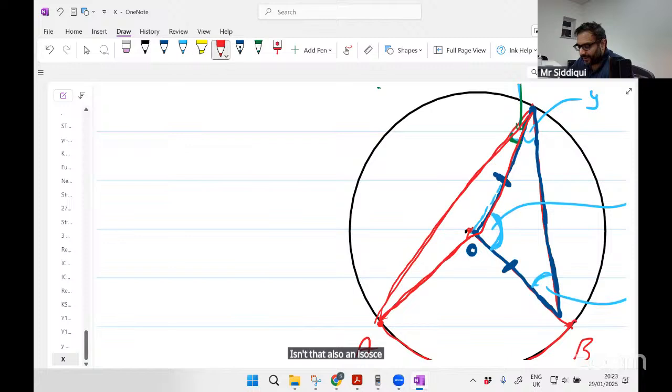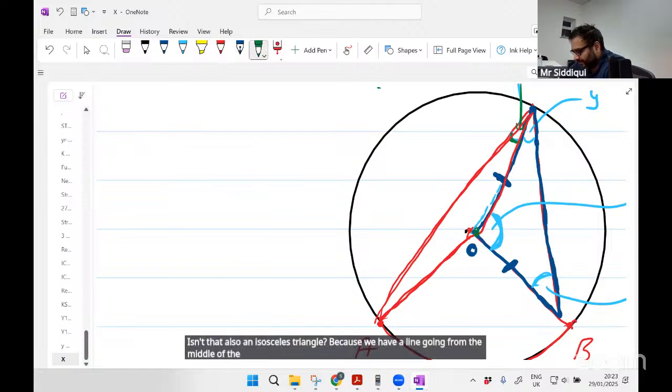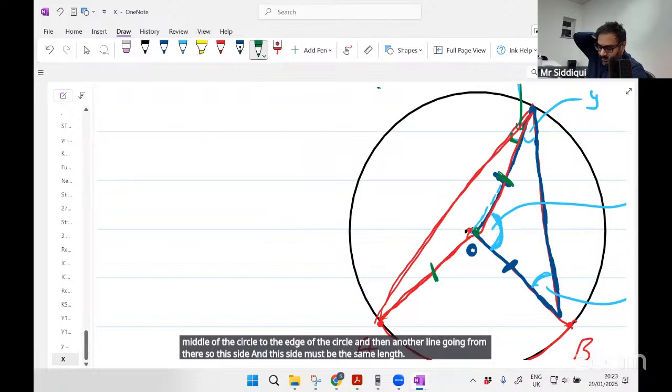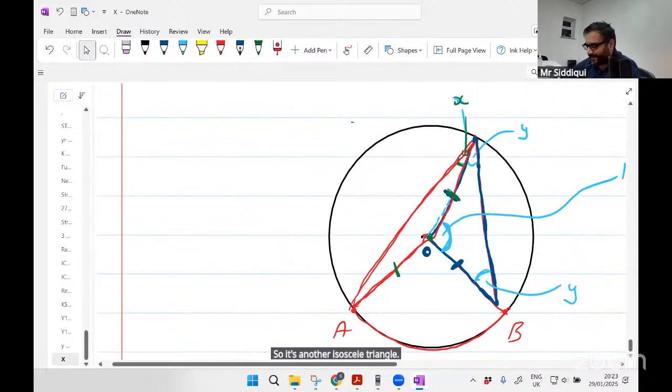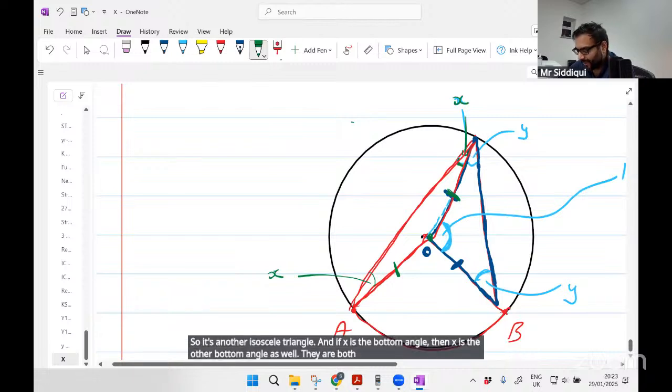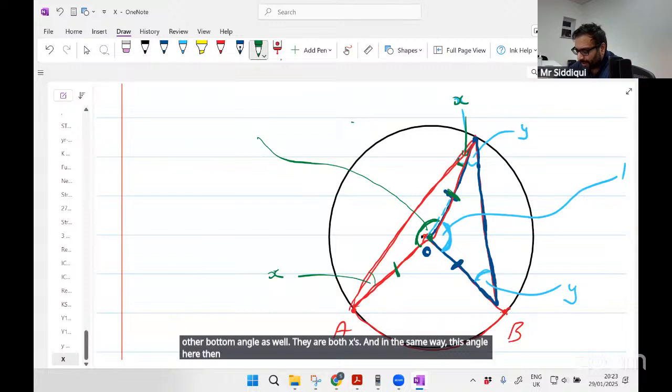Because we have a line going from the middle of the circle to the edge of the circle, and then another line going from there. So this side and this side must be the same length. So it's another isosceles triangle. And if x is the bottom angle, then x is the other bottom angle as well. They are both x's. And in the same way, this angle here, you do 180 minus 2x.